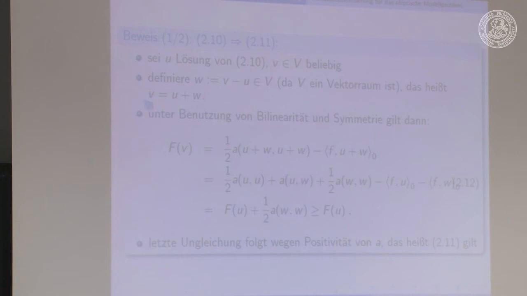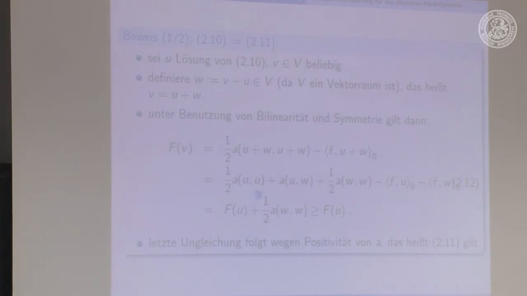Then V is U plus W. So W is, so to speak, the direction in which we have to go to end up with a V. And plugging this into our functional, we see we have a quadratic term and we have the linear term, and now we just multiply everything out, as you have done this already quite often with bilinear terms and with linear terms.